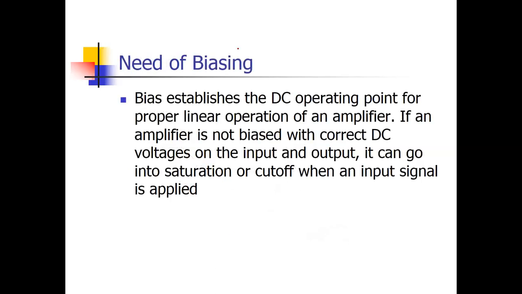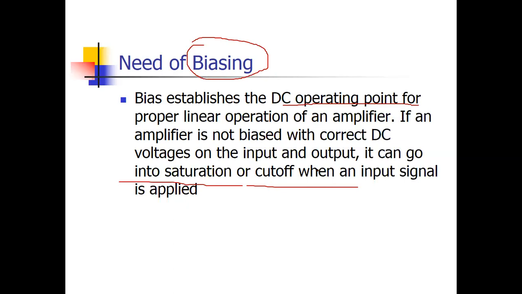So what is the need of biasing? Biasing means providing some external supply or voltage to stabilize the DC operating point, that is the Q point. We have to apply the biasing in a way that the Q point should be neither in the saturation region nor in the cutoff region. The Q point should be perfectly in the active region, in the center of the load line.